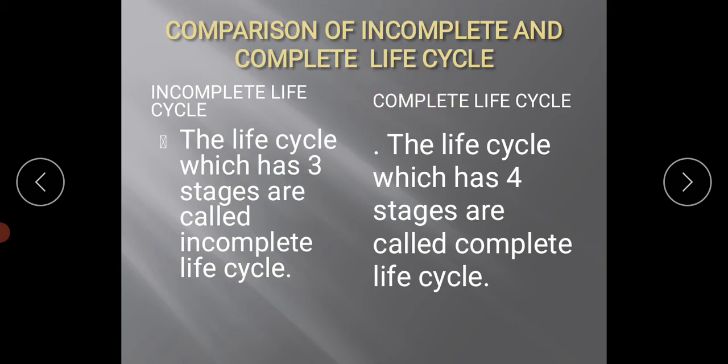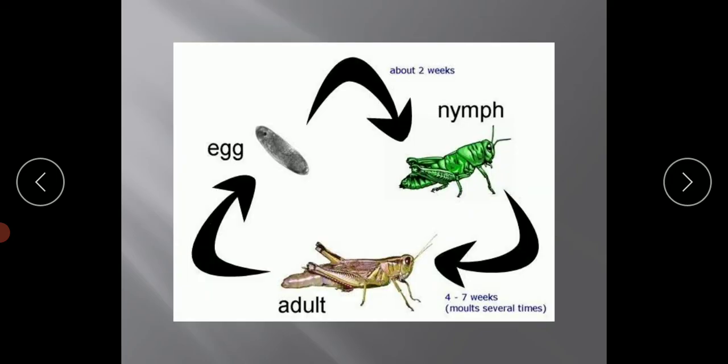By comparing these two types of life cycles present in insects, the one which has three stages is called the incomplete life cycle, and the cycle which has four stages is called the complete life cycle. The example of the incomplete life cycle is the grasshopper. Grasshoppers and cockroaches pass through these three stages.